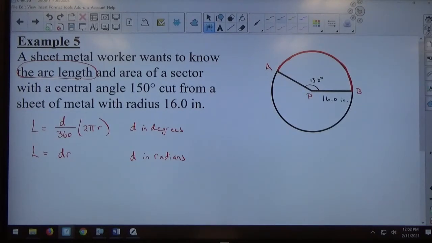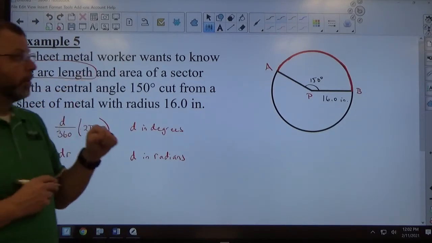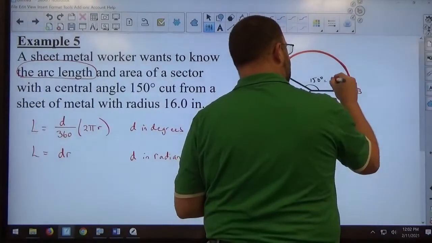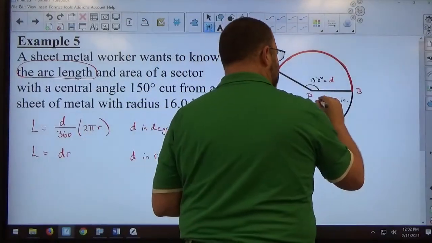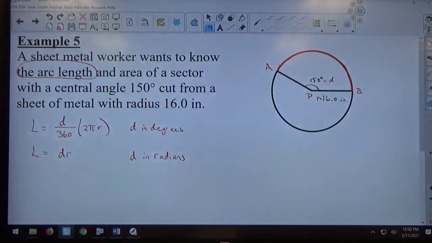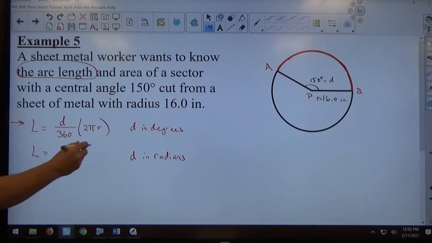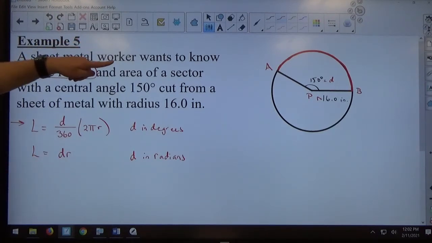I usually like D to be in radians, I prefer that, but if we have the angle in degrees, we got to use the top one. So depending on how D is presented to us, we have to use the formula that makes sense for that value of D. So in the problem we're given a degree measure of 150, right? So D is given in degrees here, and the radius is in inches. So I'm going to use this formula here because I do not know the radian value, so this one down here doesn't count this time. And my D is equal to 150 degrees, my R is equal to 16.0 inches.